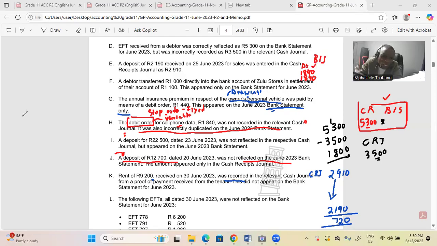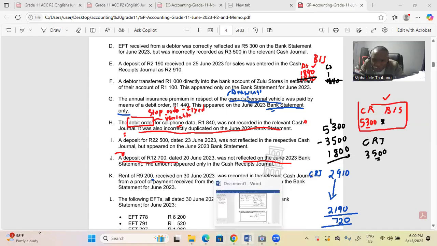We are going to say, wait, put a credit entry of 1,840. This credit entry of 1,840 is there to cancel this mistake. These two are more like they are canceling each other. You want to remove a debit entry on the bank statement, put a credit entry. So we record on the bank reconciliation statement. Let me go back to the information. It was H. Yes, a debit order incorrectly duplicated.